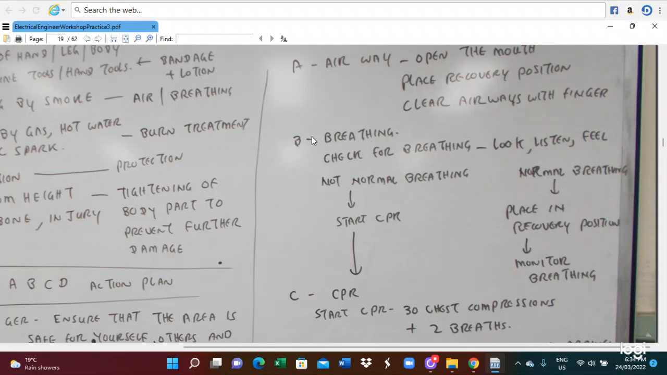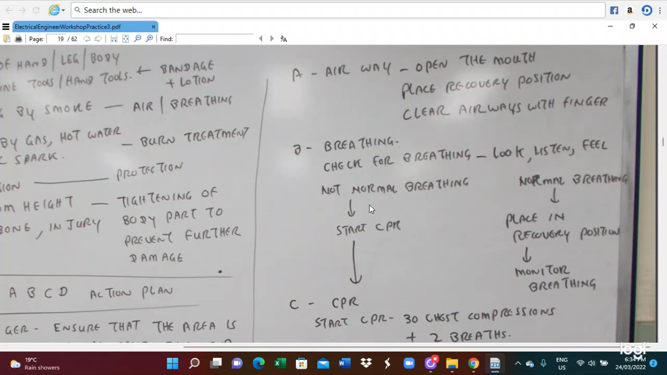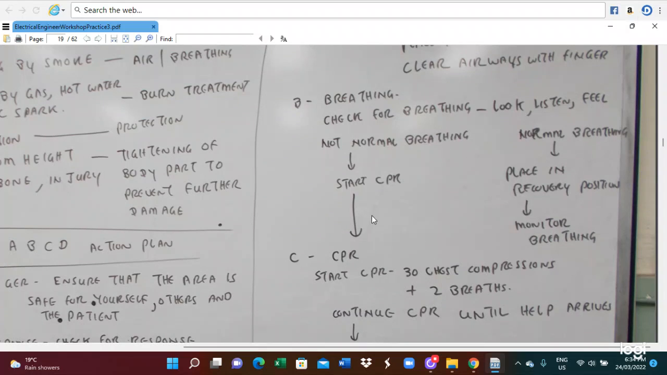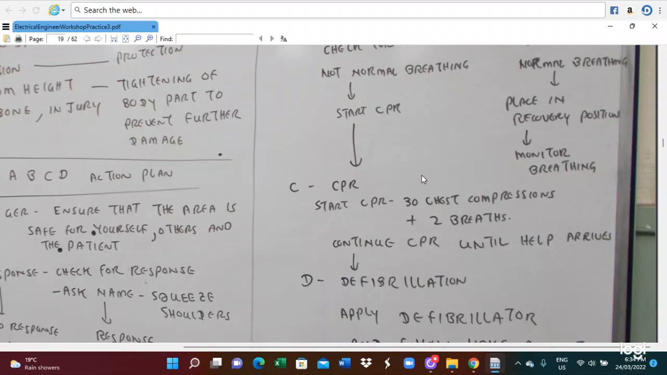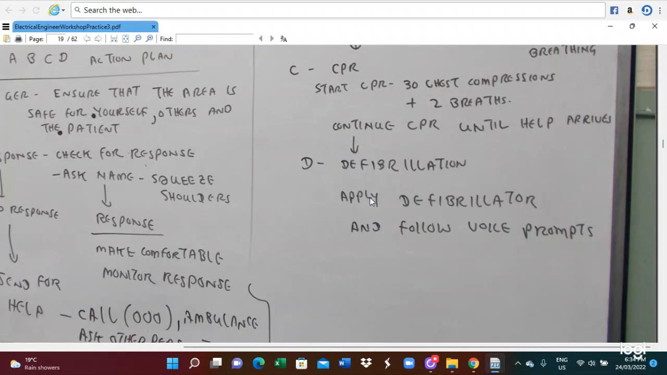B is for breathing. In this case, check for breathing, listen and feel. If it is non-normal breathing, you have to start CPR. If it is normal breathing, place in the recovery position and monitor the breathing. CPR means you start with 30 chest compressions and then breaths, and continue the CPR until help arrives. D is for defibrillation. You have to apply a defibrillator and follow the advice prompts.